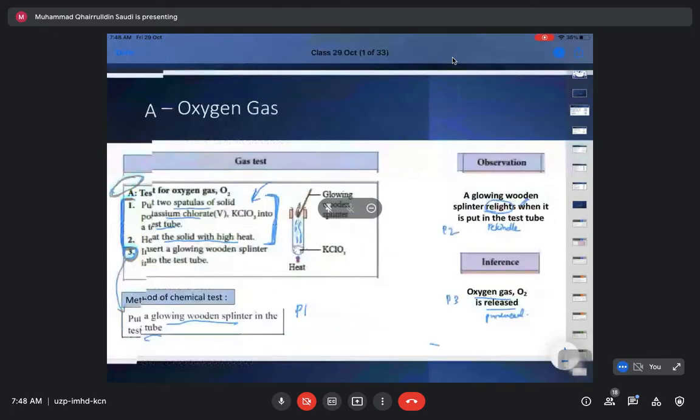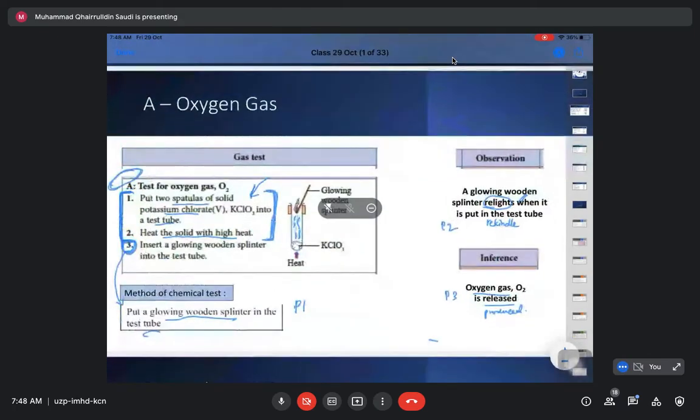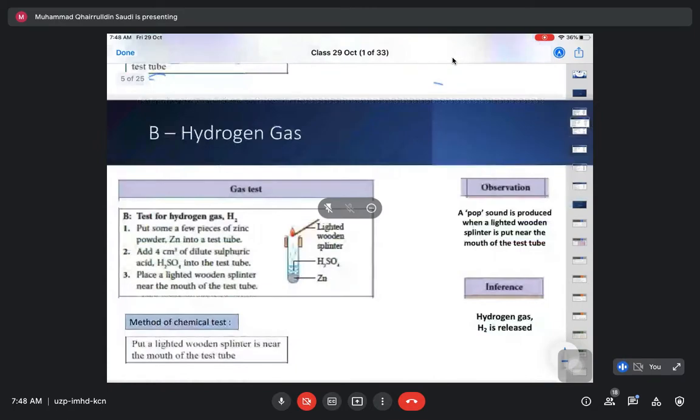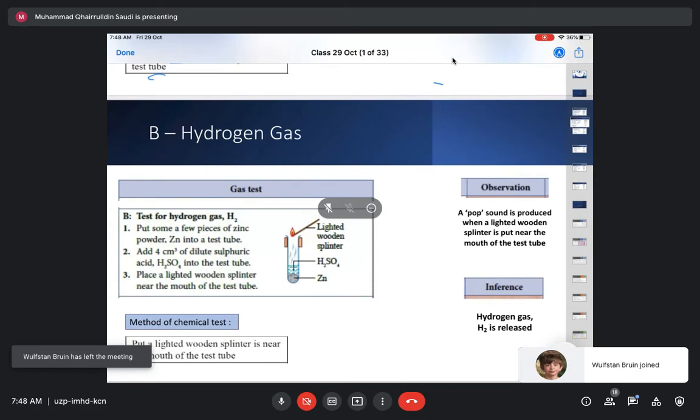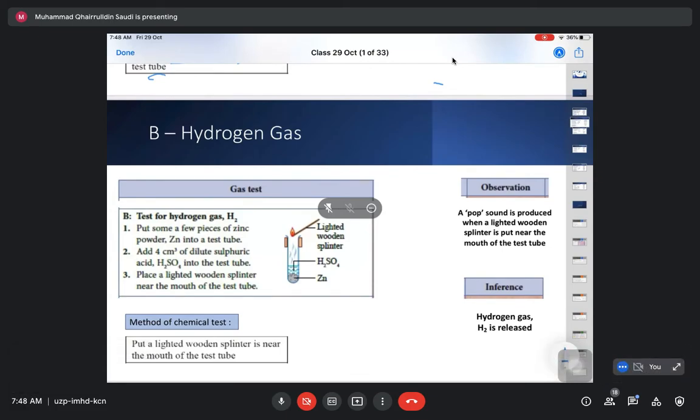Alright, next one is hydrogen gas. When we do experiment case B, they try to produce hydrogen gas. So what did they do? They put zinc powder into a test tube and then they add sulfuric acid. Remember, acid plus metal, what should you get? What is our product for acid plus metal? Still remember from our last class?